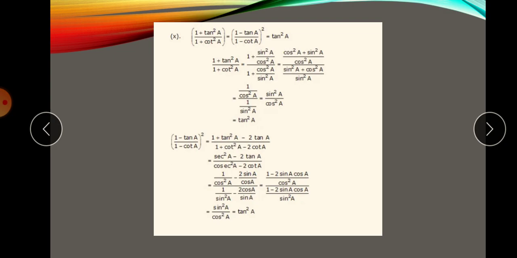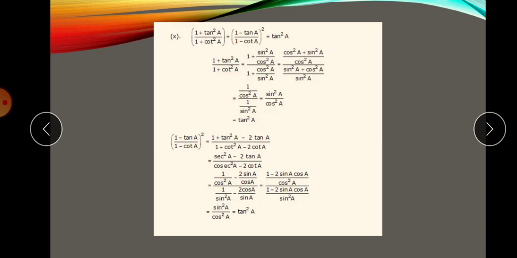And the last sum of this exercise, we have to prove 3 terms here. (1 plus tan square A) by (1 plus cot square A) is equal to ((1 minus tan A) by (1 minus cot A)) whole square, is equal to tan square A. Okay, so how to prove this? You can take 1 and 3, or 2 and 3, or 1 and 2. You can prove it any way, but it is very easy. First we'll take 1 and 3. If we take 1, we'll get the third one. So (1 plus tan square A) by (1 plus cot square A).